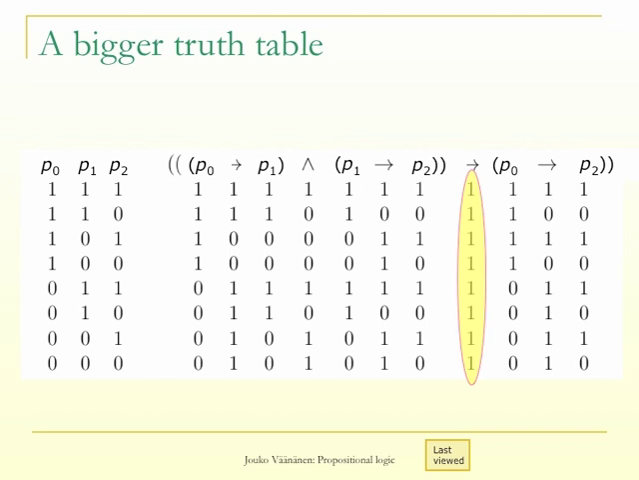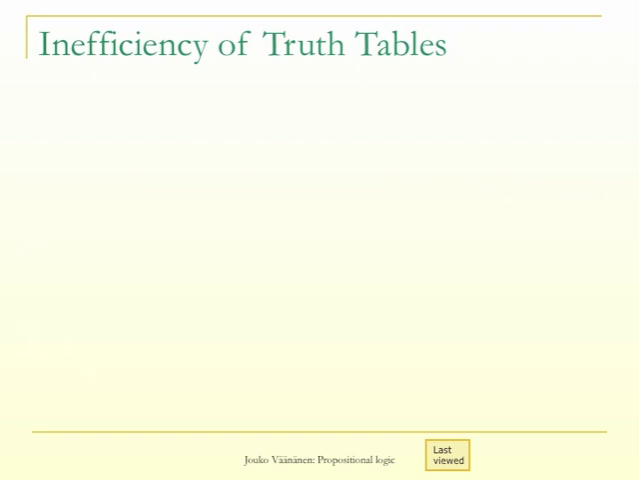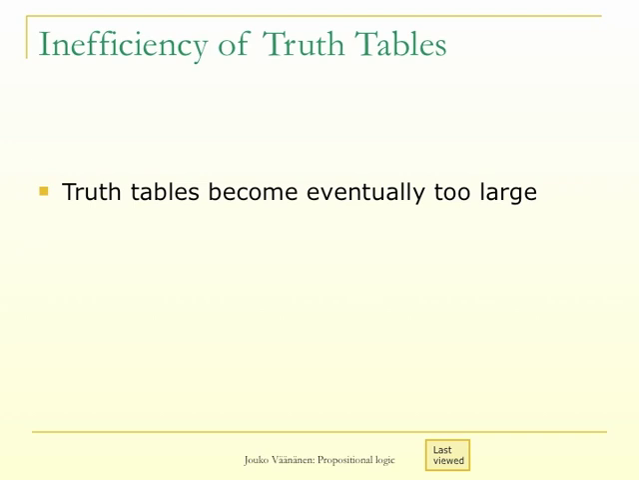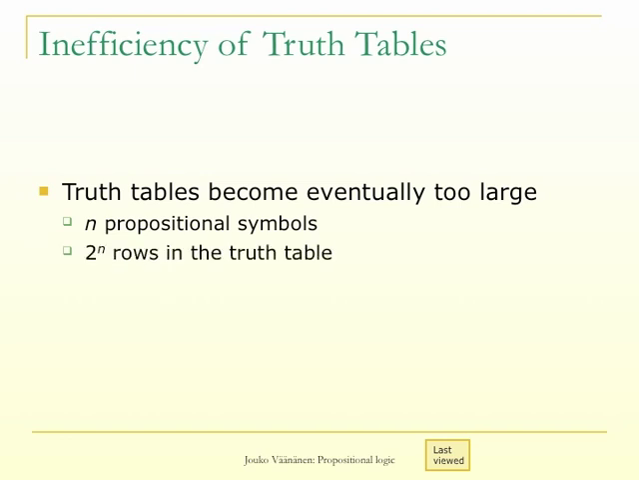We have a special name for such formulas, "tautology", and we will pay special attention to them in a while. Truth tables become eventually too large. If we have n proposition symbols, we are going to have 2 to the n rows in the truth table. Thus, the truth table grows exponentially in the number of proposition symbols. This limits the applicability of the truth table method in practical applications.